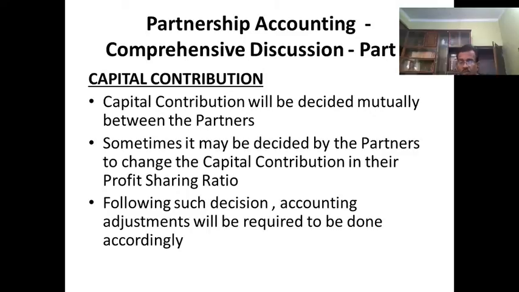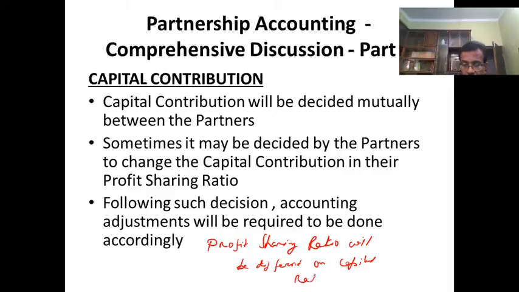Capital contribution will be decided mutually between the partners. What capital contribution they will make is completely a decision among the partners. Sometimes it may be decided by the partners to change the capital contribution in their profit sharing ratio. You must remember that the profit sharing ratio and the capital ratio, these are two ratios altogether. Profit sharing ratio is quite different from the capital ratio.